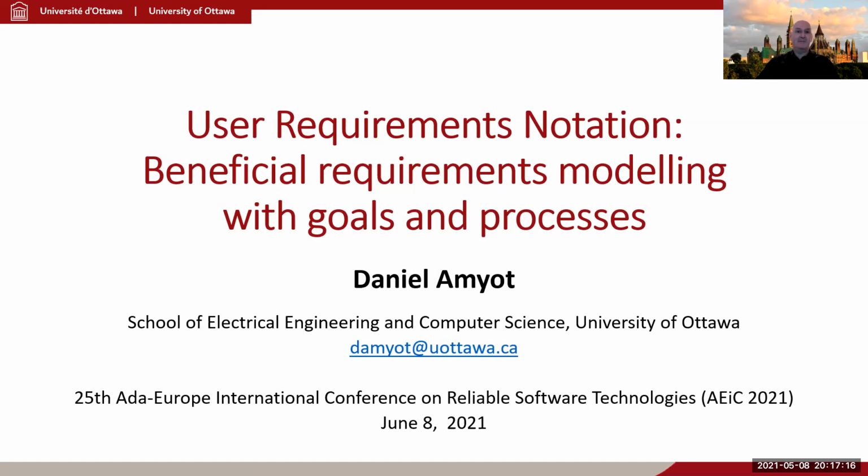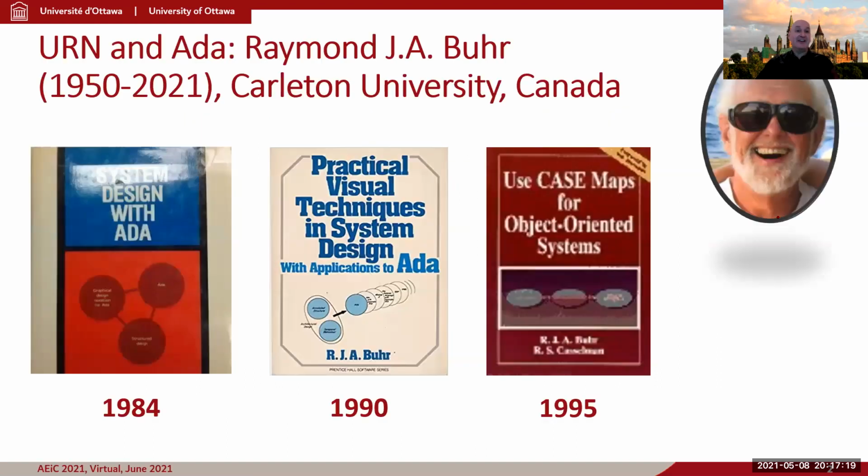Actually, there is a bit of a connection between the user requirements notation and ADA in the form of my former co-supervisor, Raymond Buer, from Carleton University, who provided several books and other contributions on ADA in the 80s and the 90s, and then came up with this use case map notation around 1995. And the use case map notation is part of URN, together with a complementary notation for goal modeling. Unfortunately, Ray passed away earlier this year in January.